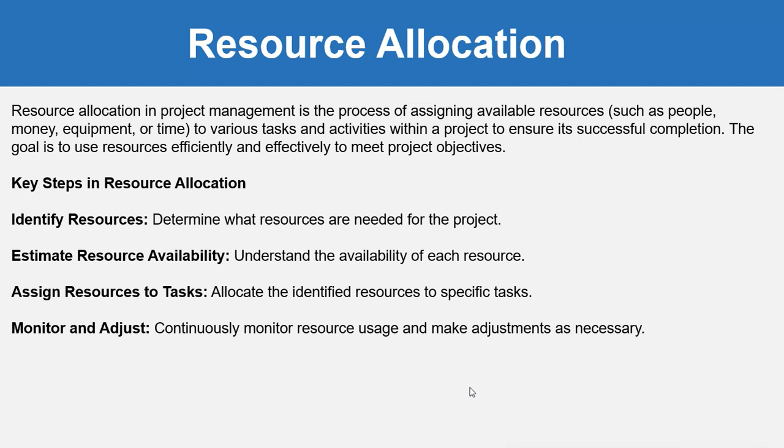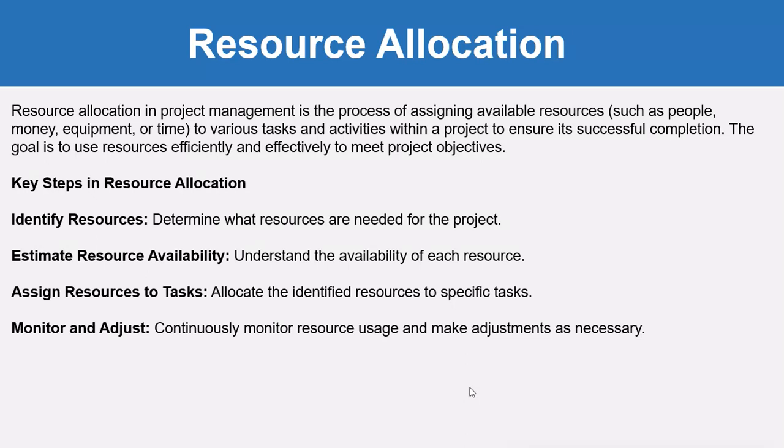Friend, today's topic is very interesting, especially if you have an interest in project management or you are planning to give the PMP exam in the near future. So let's start. Resource allocation in project management is the process of assigning available resources such as people, money, equipment or time to various tasks and activities within a project to ensure its successful completion. The goal is to use resources efficiently and effectively to meet project objectives.